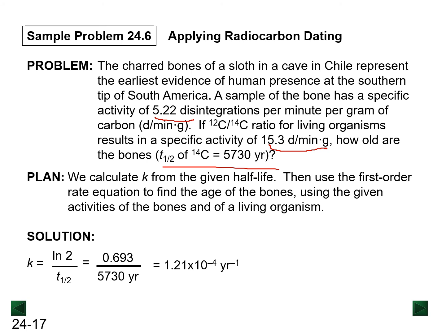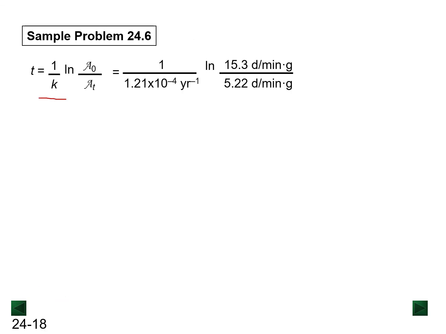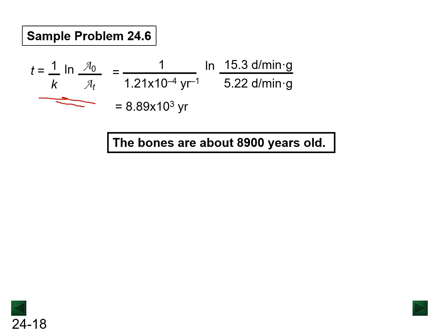So, firstly, since the half-life is given, you need to find the decay constant using this formula. Okay, using this equation to find the age of the bone, substitute the decay constant into this equation, then you will get the age of the bone.